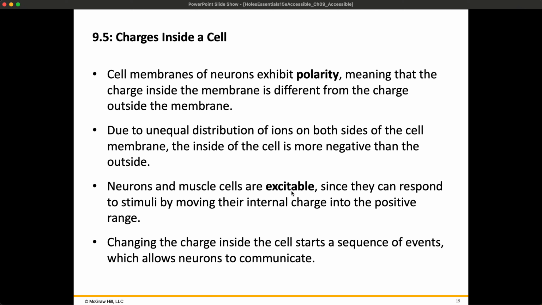Neuron and muscle cells are excitable. They respond to that electrical change by changing their charge. Changing the charge then starts a sequence of events, and that's how neurons communicate. They send these electrical signals back and forth. So a lot of times with neurons, when they say communicate, what they're really saying is that they're giving a yes signal or a no signal.